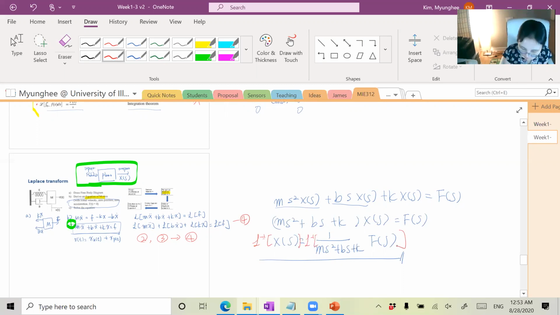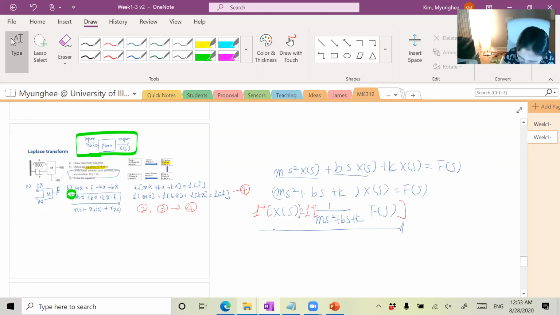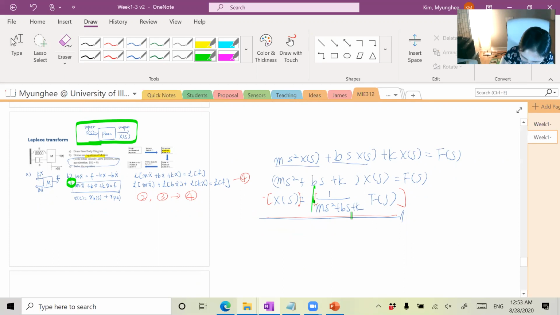But more importantly, now you have a simple input and output relationship. So this whole part can be your plant, and the input to the plant is driven by F(s), and then the output will be X(s).